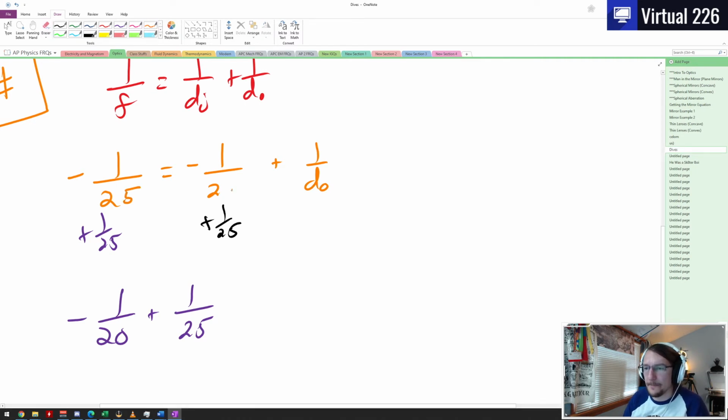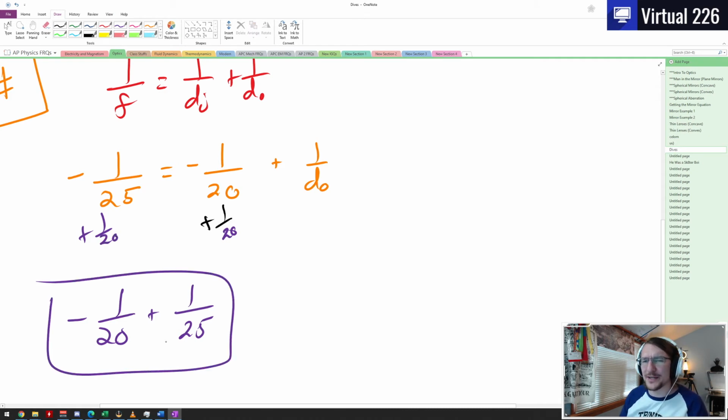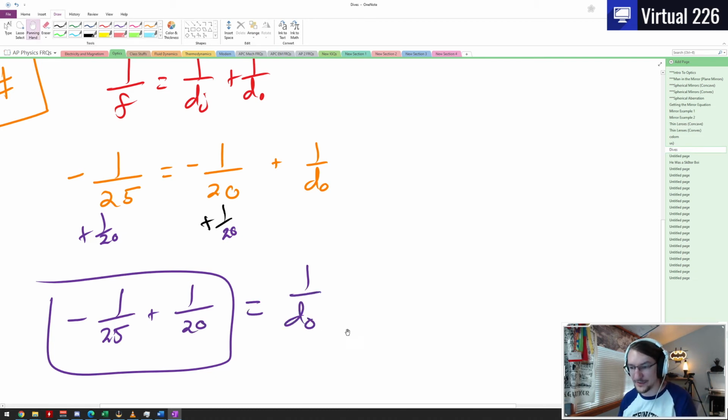The reason I knew something was weird there, and I was pausing for a second, was because when I was trying to add the 1 over 25 over, I'm looking at this and I'm saying, wait a second, that would give me a negative number. And I know that's not possible because I know do needs to be positive. So what's actually going on here is we're going to get negative 1 over 25 plus 1 over 20. That's a positive number. That works out.